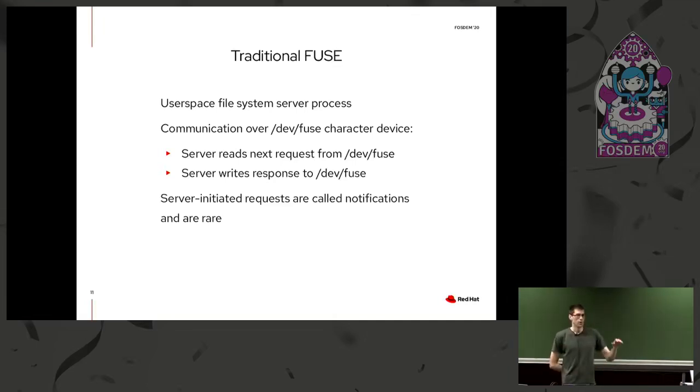As I mentioned before, the file system runs in a user space process. The way this works is that the Fuse kernel module has a dev-fuse character device. The file system server opens it, reads the protocol messages it needs to process from that character device, and writes the responses back to it. So that's usually what a Fuse server is doing. It's reading stuff from dev-fuse, and writing the responses back.